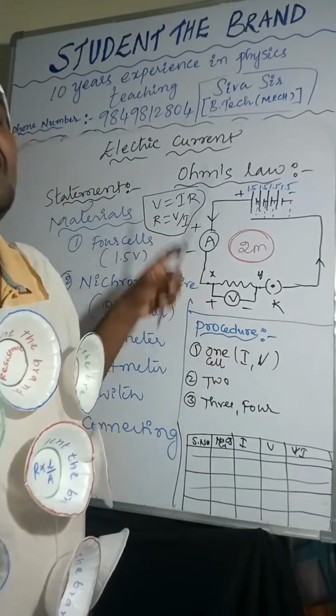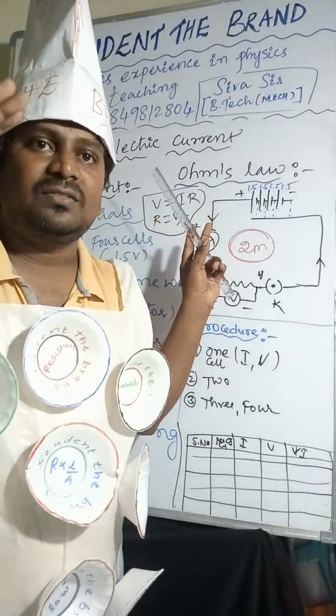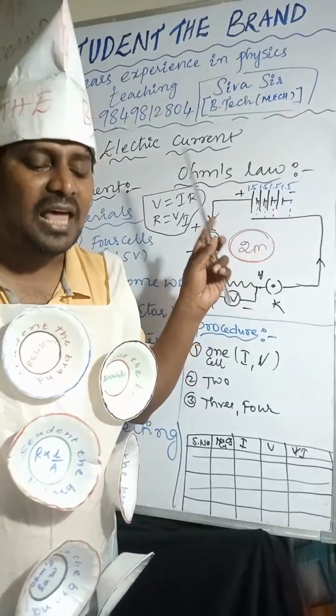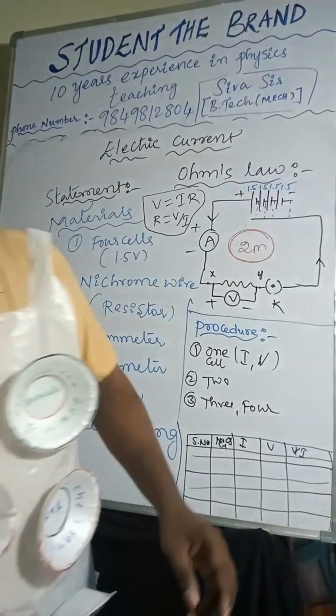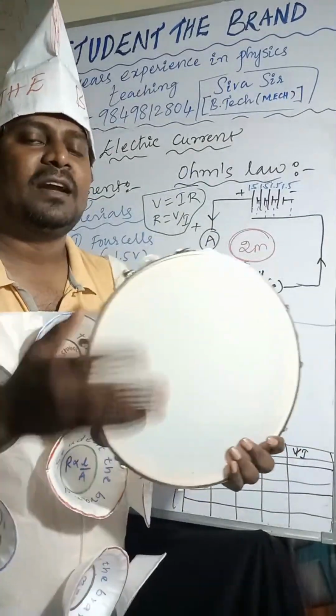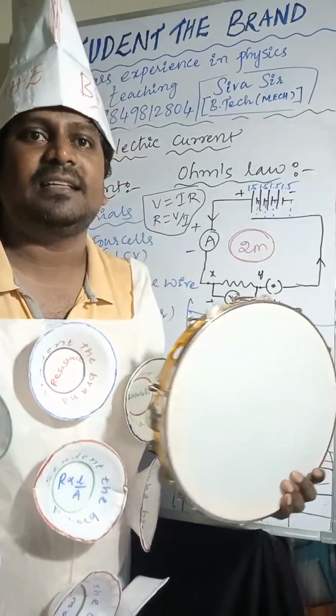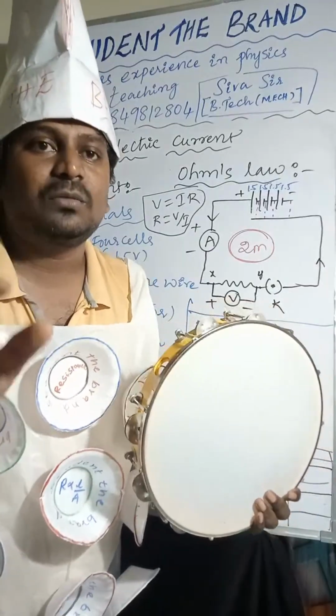V equal to IR. Ohm's law gives the definition of resistance. So what is Ohm's law?